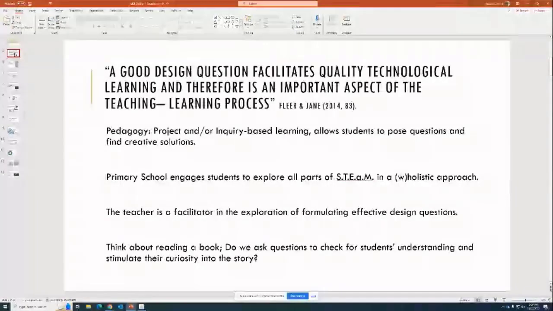So a good design question facilitates quality technological learning and therefore is an important aspect of the teaching learning process, by Fleer and Jane in 2013, page 83. And this is very important because when you are going to be digital design technology teachers, you will need to engage your students in some design technology design make appraise process. So the question is really important because it either engages the students, makes them think that it's achievable, or it doesn't.